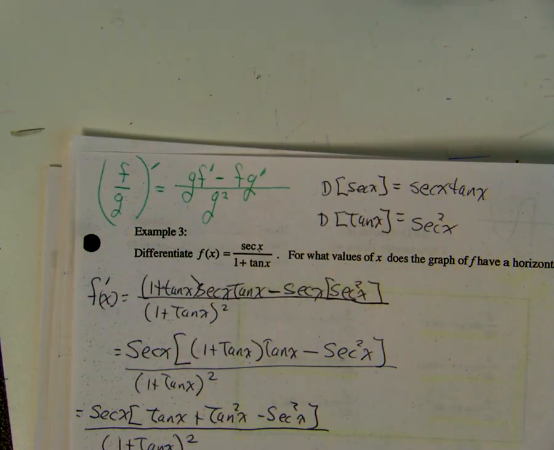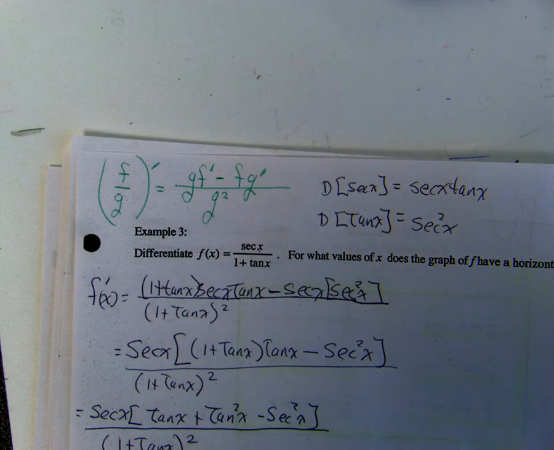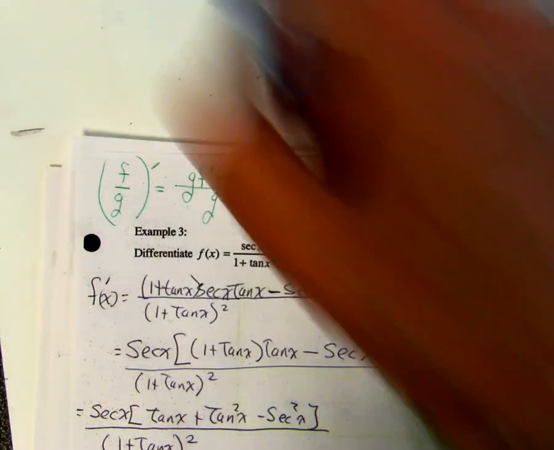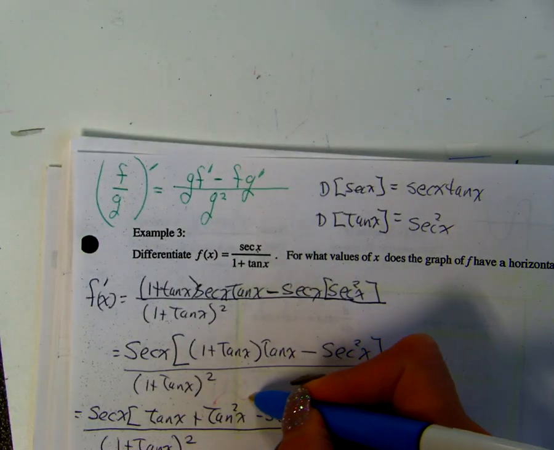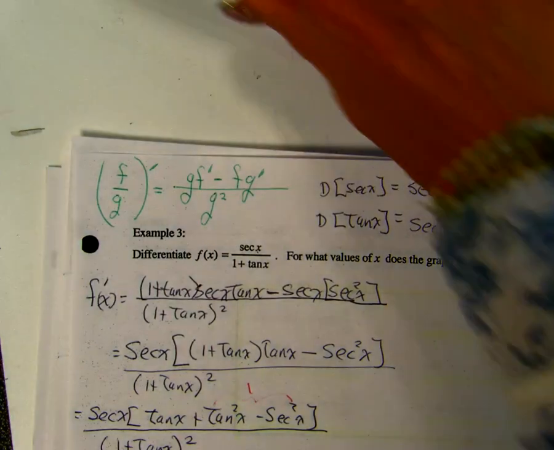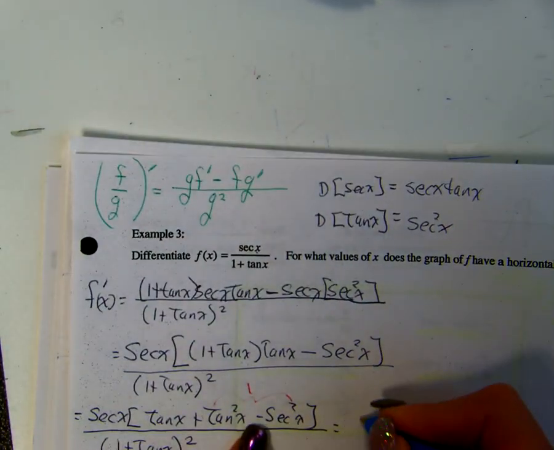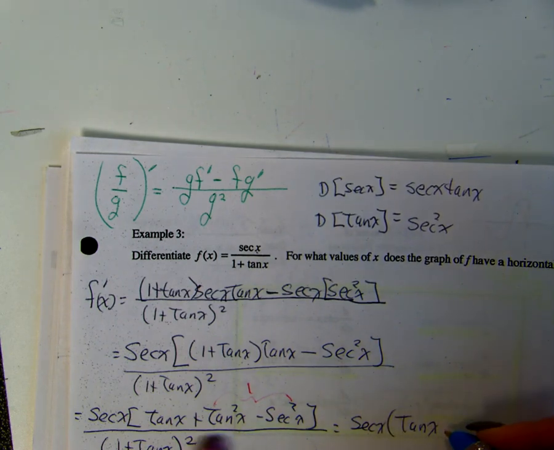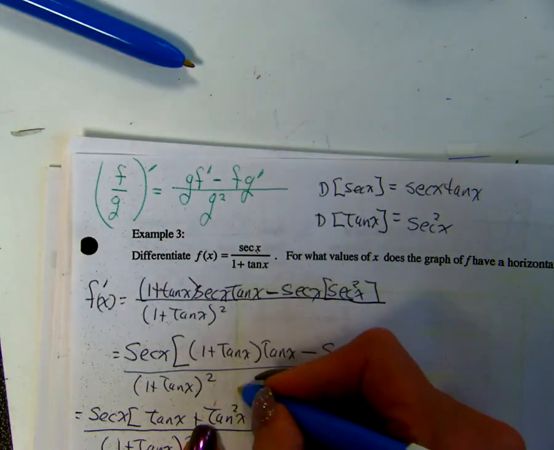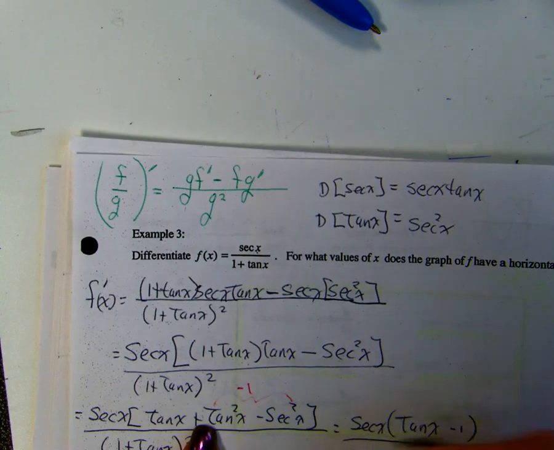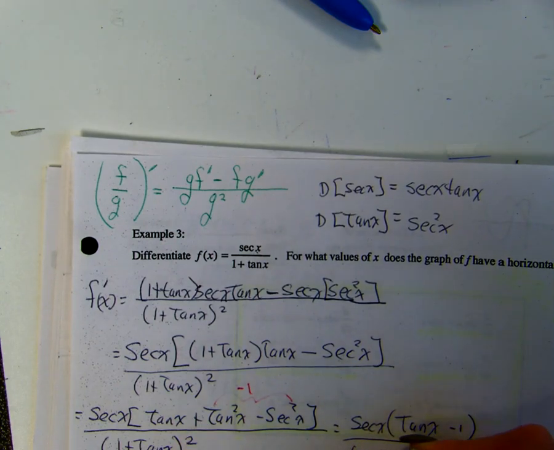Do you see any Pythagorean identities? As in, what is tan squared minus secant squared? Yeah. Okay, so this is secant x bracket tan x. Oh, actually, it's not 1, is it? It's negative 1. Minus 1 all over 1 plus tan x all squared.